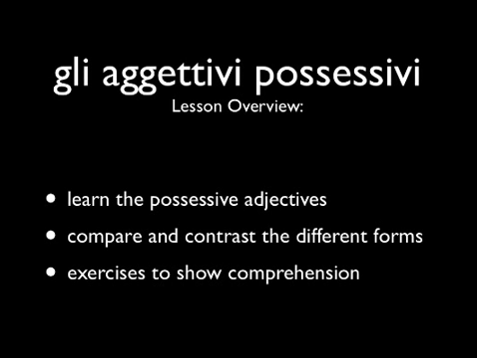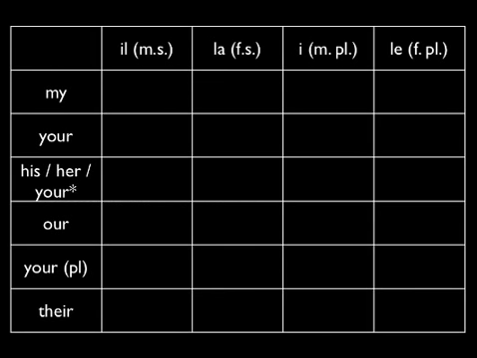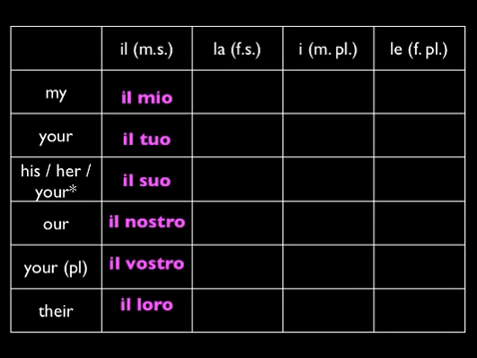Alright, first let's look at a table of the possessive adjectives. And first up here is the masculine singular. You'll notice that all of them have an article on them, and with the possessives you need an article. So the il will remain in front of the adjective itself, and this will be determined by the nature of the noun. Okay, so if you have a masculine singular noun, you're going to have il out in front. And then you'll notice that all of these end in O.